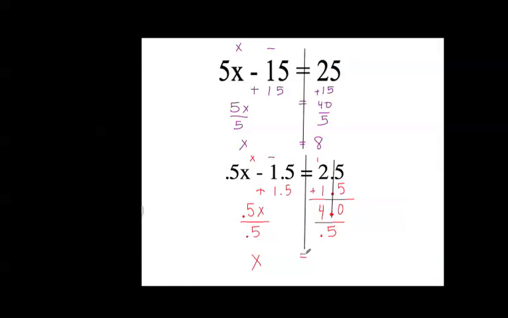Now, to solve the rest of my problem, I need to set up 4.0 divided by 0.5. My decimal in my divisor needs to be moved because this needs to be a whole number. I move it 1 time, so I move this decimal 1 time, and I know my decimal in my answer is going to go up here. 40 divided by 5 is 8, so my answer is 8.